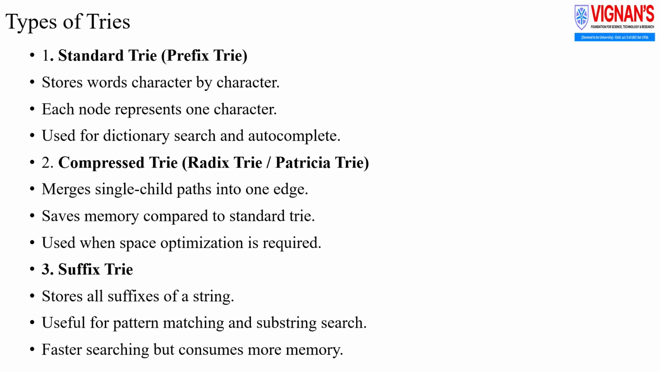The third type is the suffix trie. It stores all suffixes of a string and is useful for pattern matching and substring searching. Suffix tries provide faster searching but consume more memory.